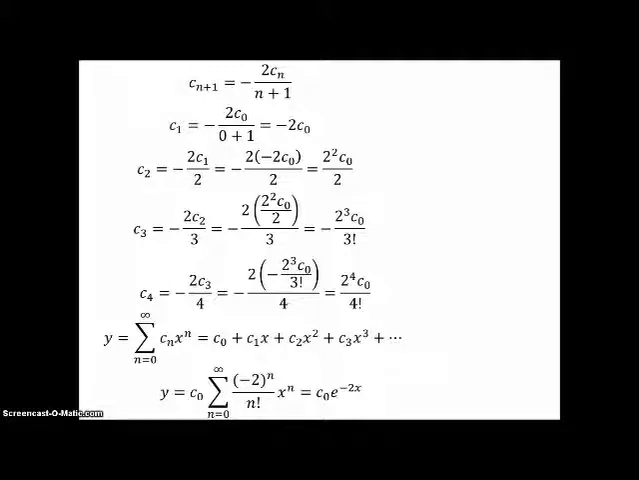Now, you should recognize that series. If you don't, then you just leave the answers in terms of series. But that particular series, if you remember all your series from last year, or you can write them down and compare, is the series for e to the negative 2x. So our final answer is explicitly y equals c0 times e to the negative 2x.